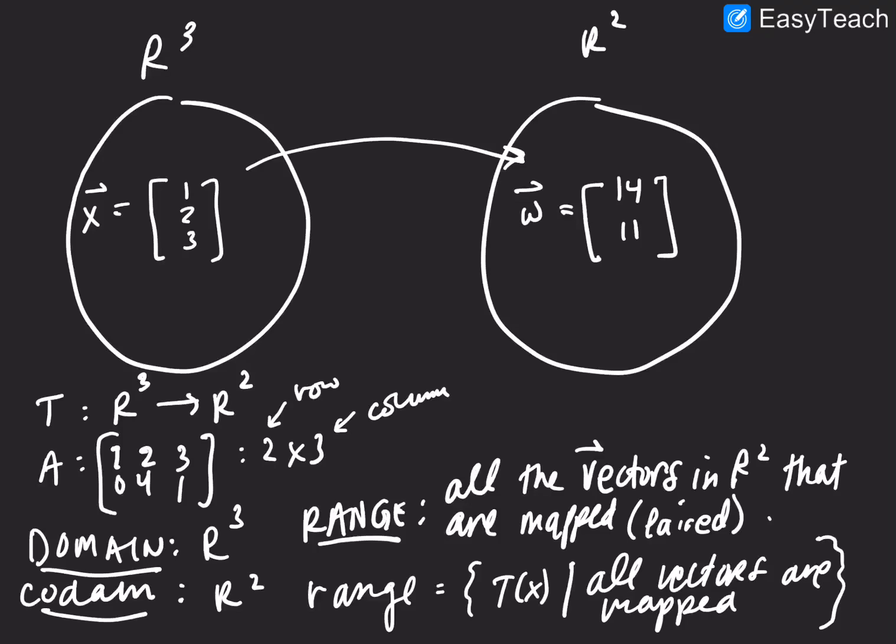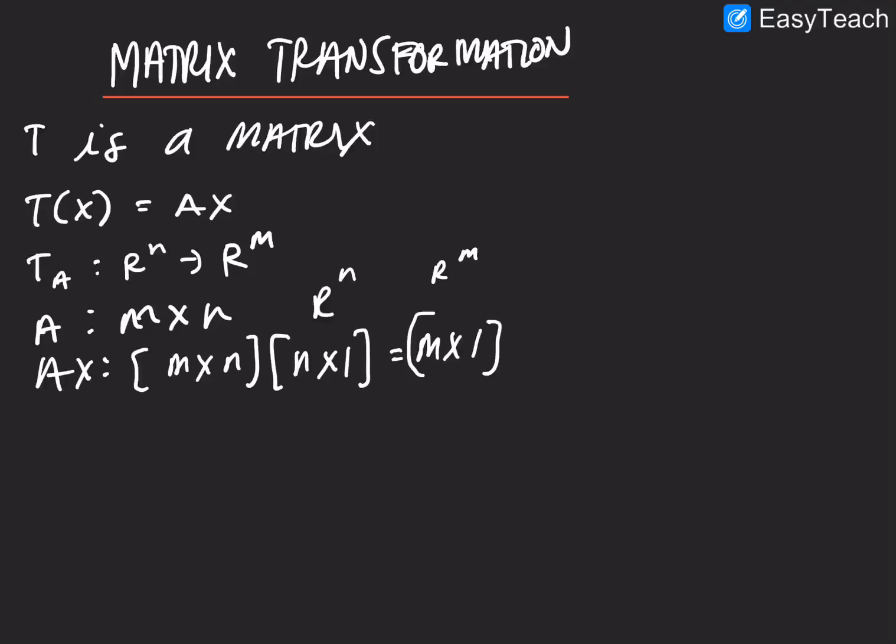So something like that. All right, so let's talk about matrix transformation. Matrix transformation is where T is a matrix and T of x is A times x. And we're going to see it used like this, where T sub A goes from R^n to R^m.